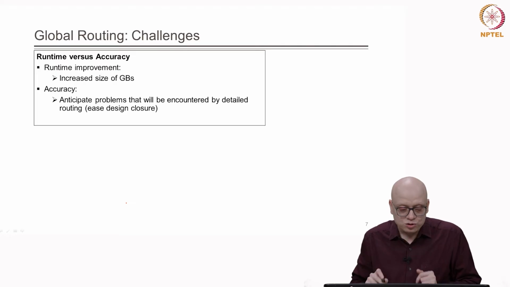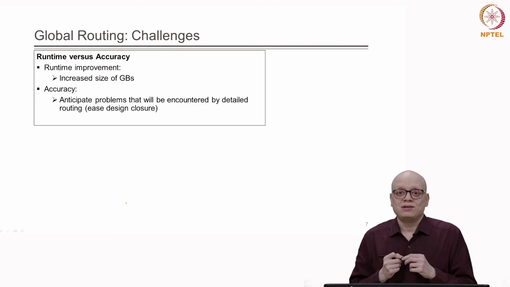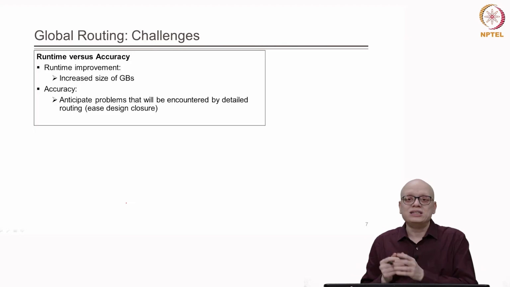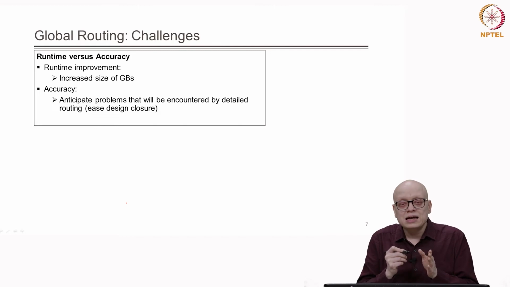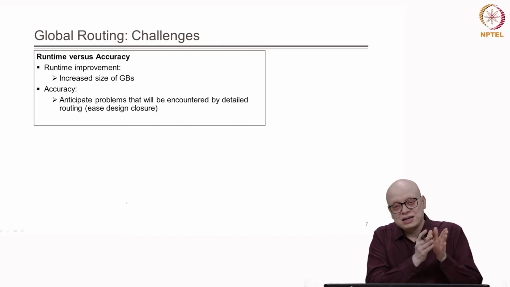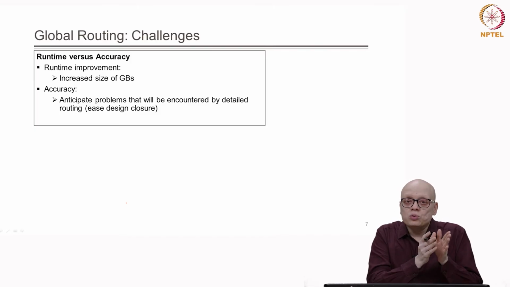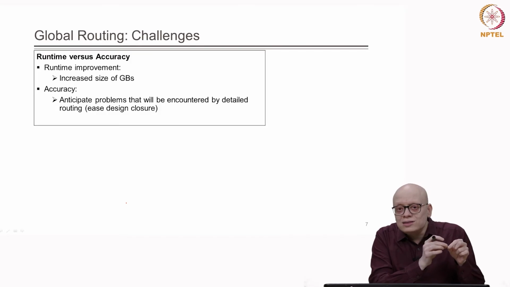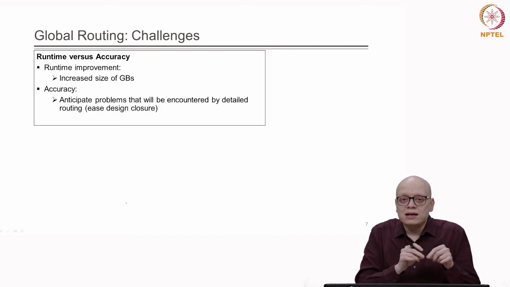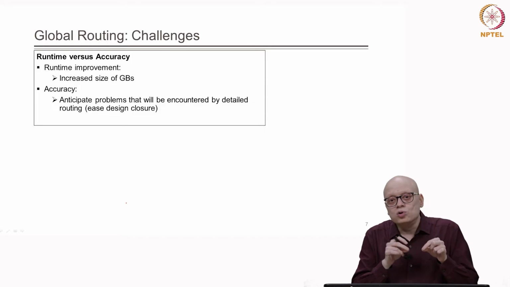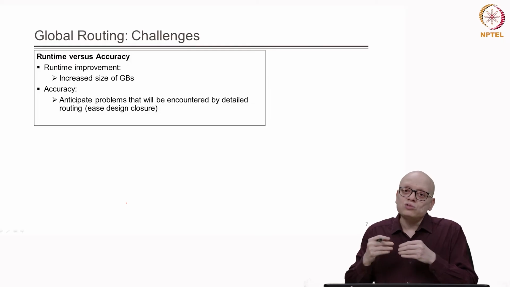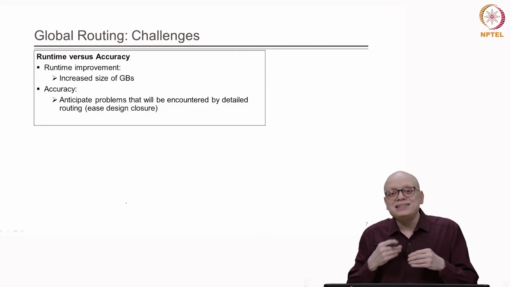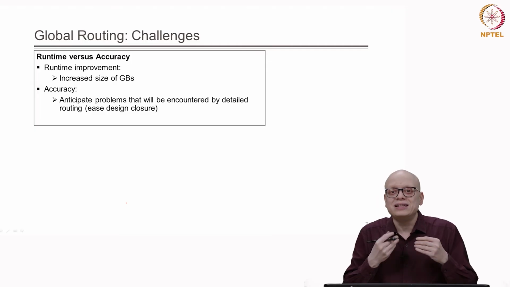And why do we want to maintain the accuracy of the global routing with respect to detailed routing? The reason is that at the global routing stage, we are trying to find some feasible solution for the detailed router by finding some paths based on global bins, which can be further utilized by detailed routing. And also, we are trying to anticipate problems that will be seen by the detailed router.